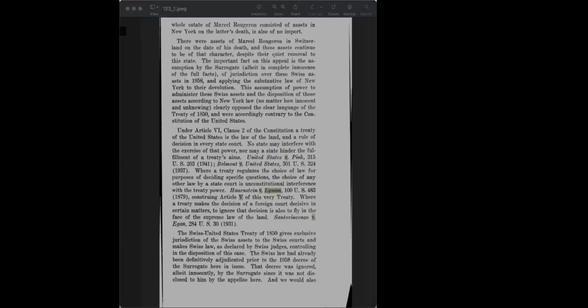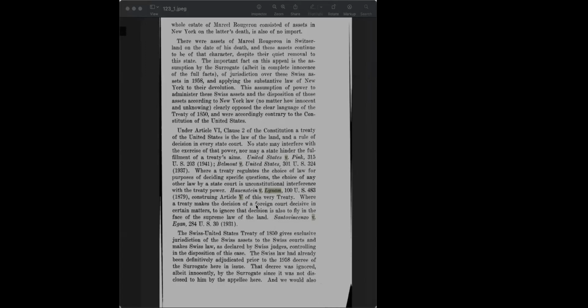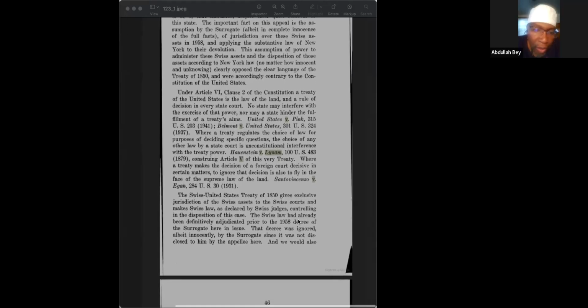Hauenstein v. Lynham, 100 U.S. 483, 1879, construing Article 5 of this very treaty, where a treaty makes the decision of a foreign court decisive in certain matters, to ignore that decision is also to fly in the face of the supreme law of the land. Santovincenzo v. Egan, 284 U.S. 30, 1931. All right, continue.